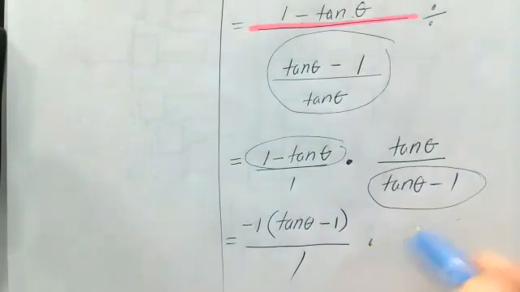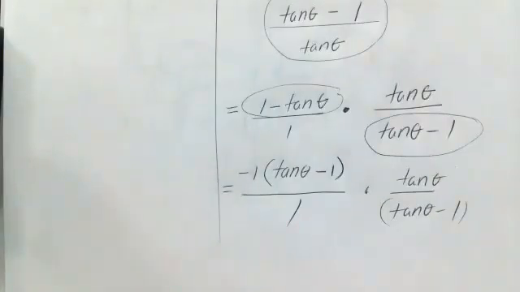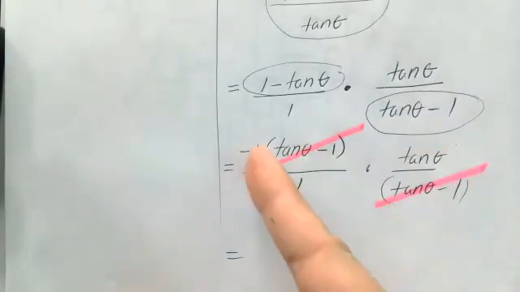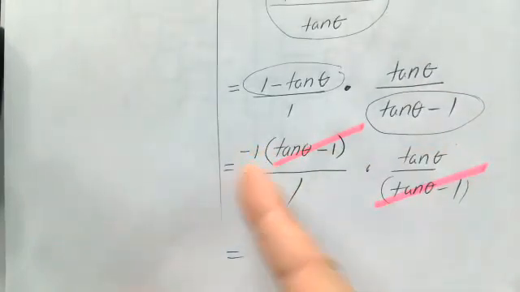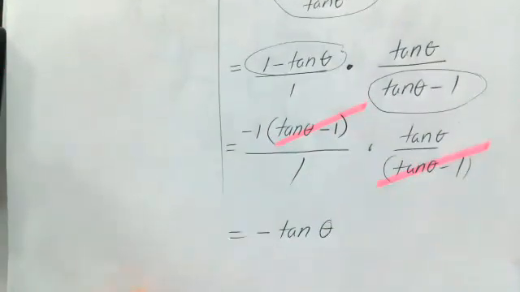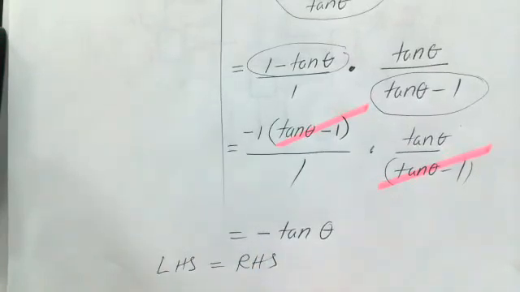Okay, we copy the second fraction. And now we have something to simplify, right? We have tangent -1, tangent -1. But what we are left with is important. It's not just tangent. You have to remember you have a -1, right? So -1 times tangent is just negative tangent of theta. And then we have the left-hand side finally equaling the right-hand side. So we are done.